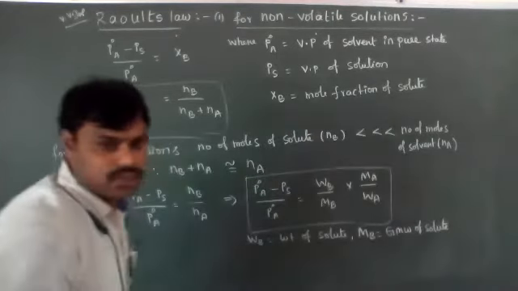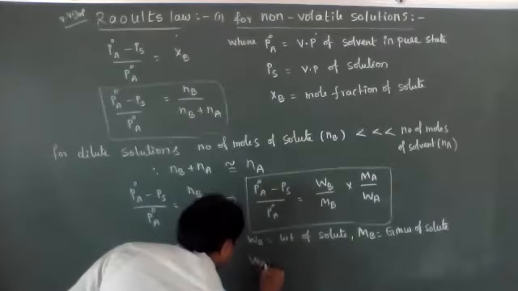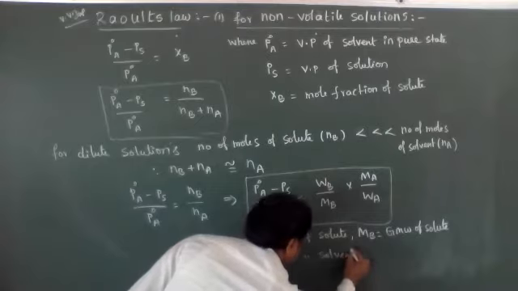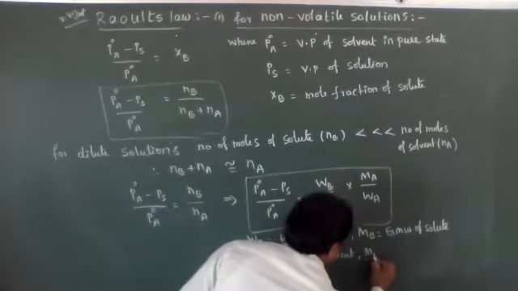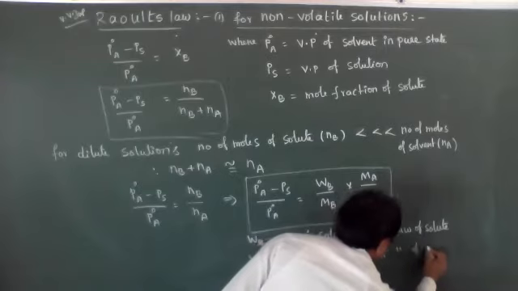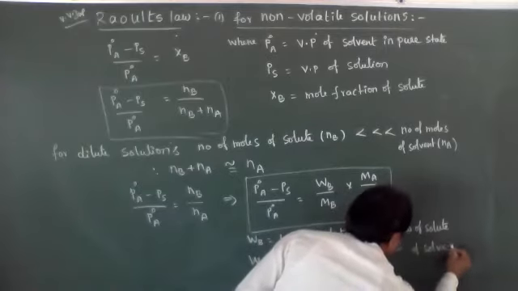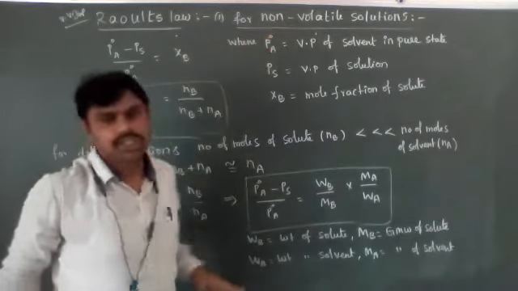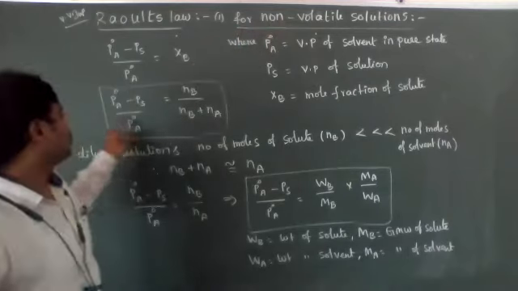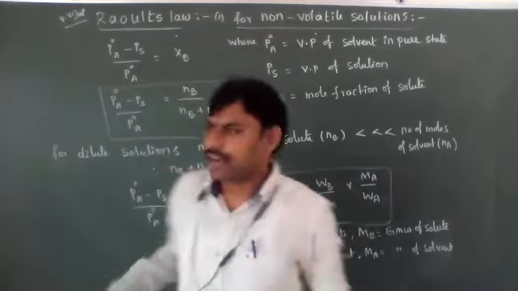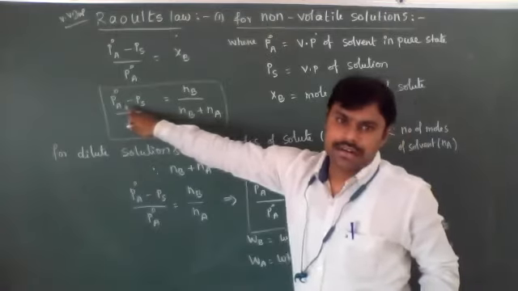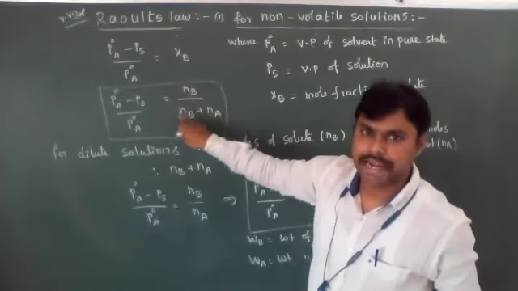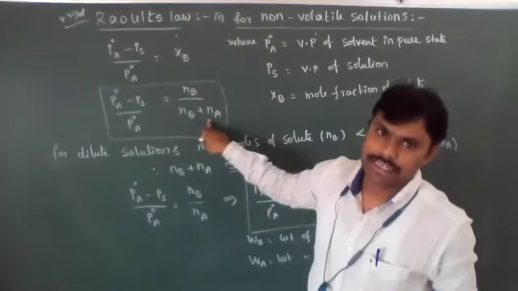Gram molecular weight of solute. Next, Wa is equal to the weight of solvent, and Ma is equal to the gram molecular weight of solvent. Okay students, this is about Raoult's law for non-volatile solutions. At any concentration, the formula is (P naught A minus Ps) by P naught A is equal to the number of moles of solute by the number of moles of solute plus solvent.